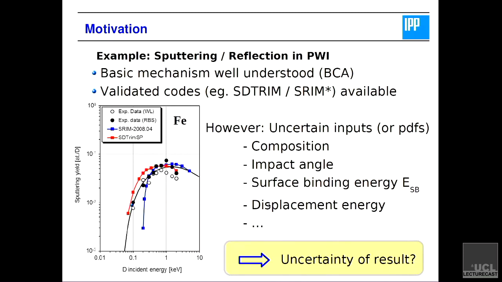Now there are a number of models that have been validated, and two are mentioned there. And what this talk is going to do is try and look at what can we learn about these models. There are uncertain inputs, or probability distribution functions: the composition, the impact angle, what angle the atom or ion is coming in. One of the crucial ones is related to the BCA model, which is what is the surface binding energy. And there are a bunch of other things. But one of the things you notice here is these two models, both of which have been validated, produce quite different answers. And the experimental data is a bit of a mess as well. So what can we do?